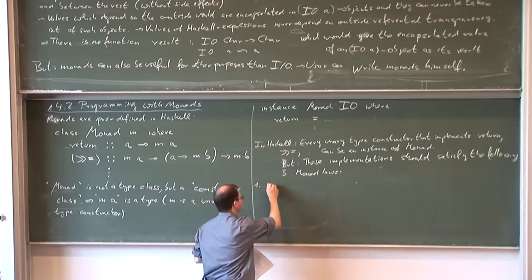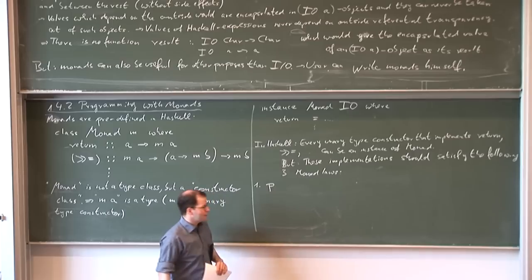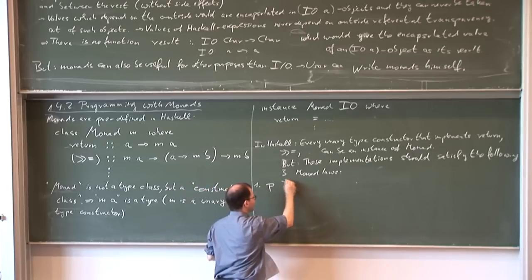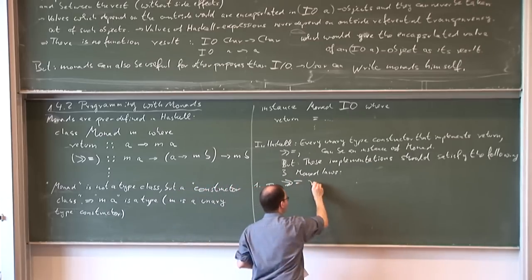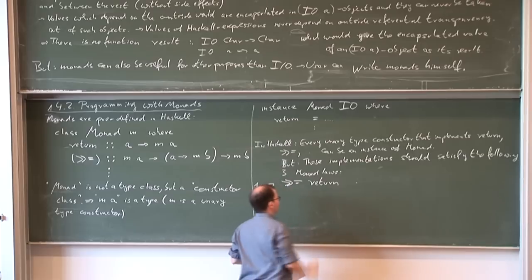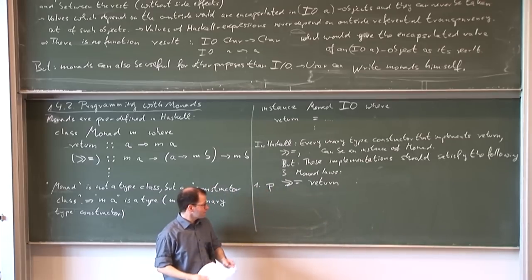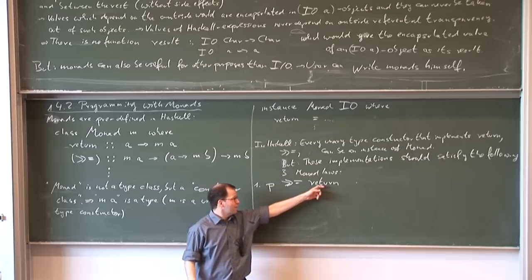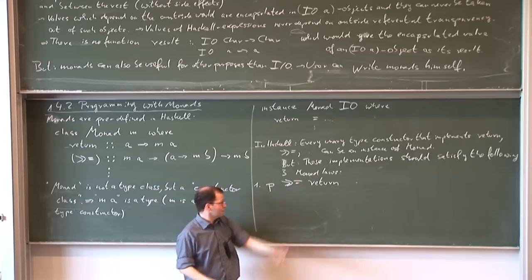More formally, the first law says if you take a monad object, P, and you combine it with return, then you should get P again. So return is the right neutral element of bind.